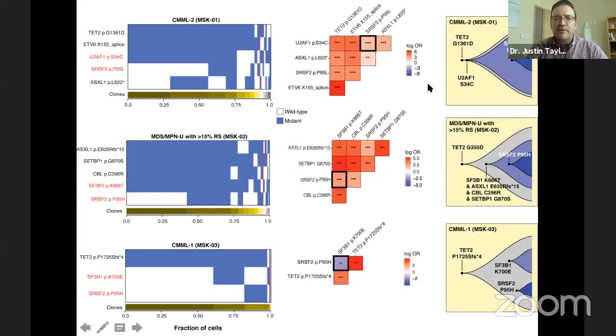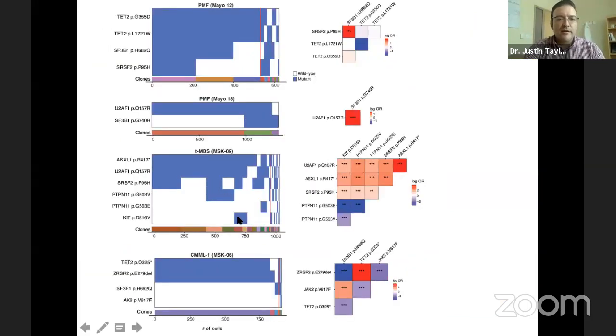And on the far right, you can see we built these fish plots, and notice that typically in these double mutant patients, there was a preceding mutation, such as TET2 in these examples, that preceded the acquisition of any splicing factor mutation, and then the double splicing mutation tended to occur later. And again, we did not see the SF3B1 and the SRSF2 co-occurring, the most common hotspots of those 2 genes.